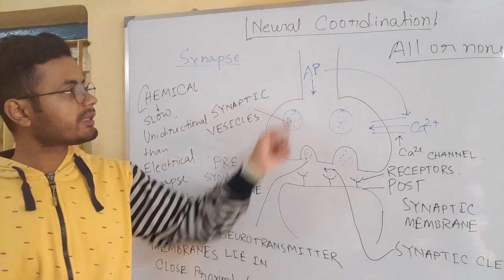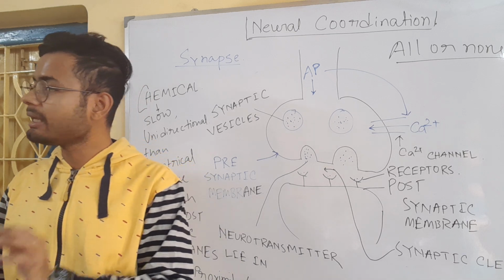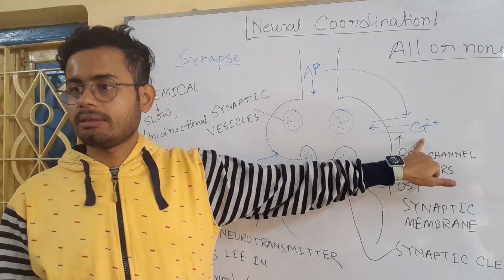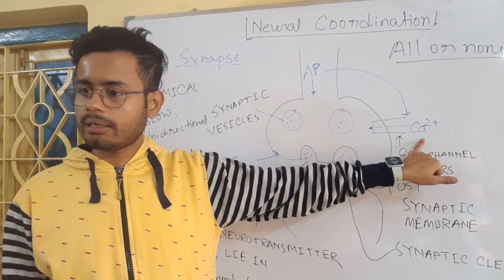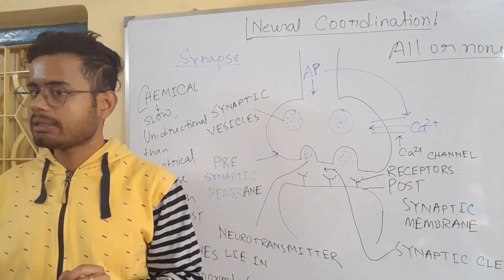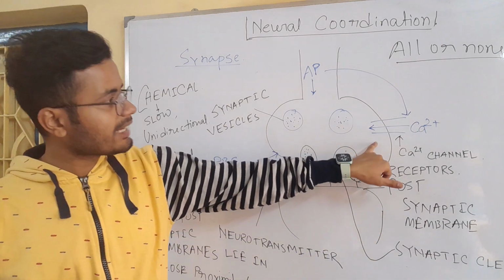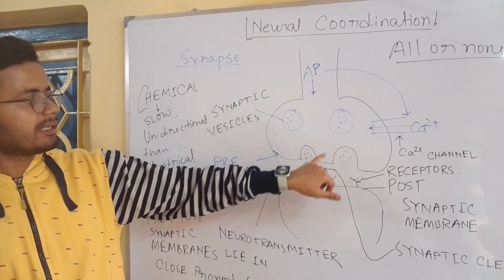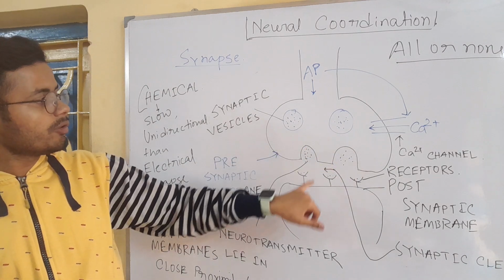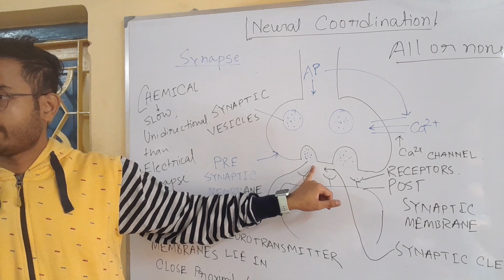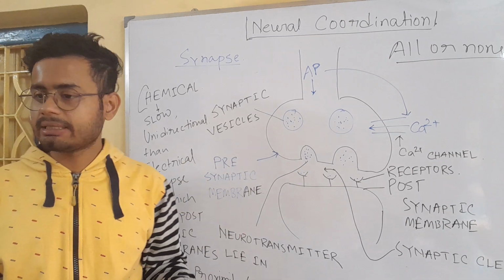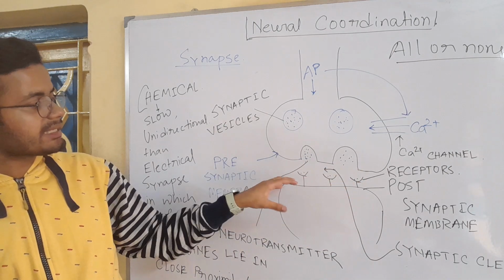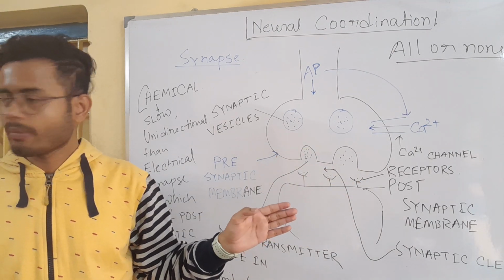Now, what would happen when the action potential arrives at the axon terminal? It would open the calcium ion channels. Now, these calcium ions would cause the synaptic vesicles, which are present in the axon terminal, to fuse with the presynaptic membrane and ultimately release their content into the synaptic cleft. That is the place between these two membranes.